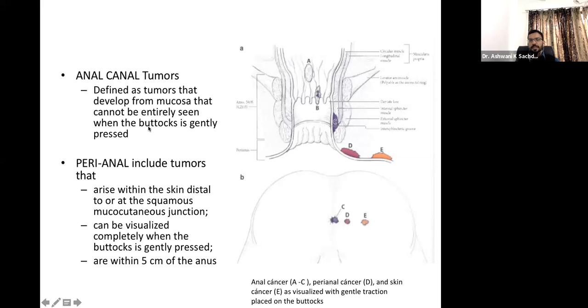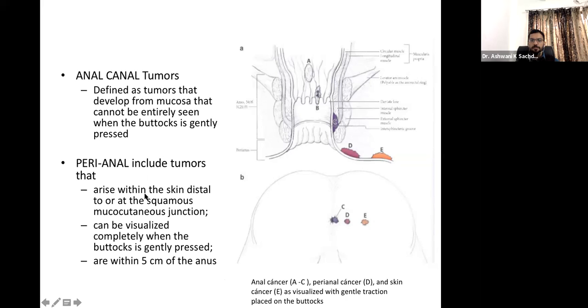So coming on to the anal canal carcinomas, anal canal tumors, they are defined as tumors which develop from the mucosa that cannot be entirely seen when the buttocks are gently pressed. So these are tumors like A, B, and C. The upper limit of the C tumor will not be visible when the buttocks are gently pressed. These form the anal canal tumors.